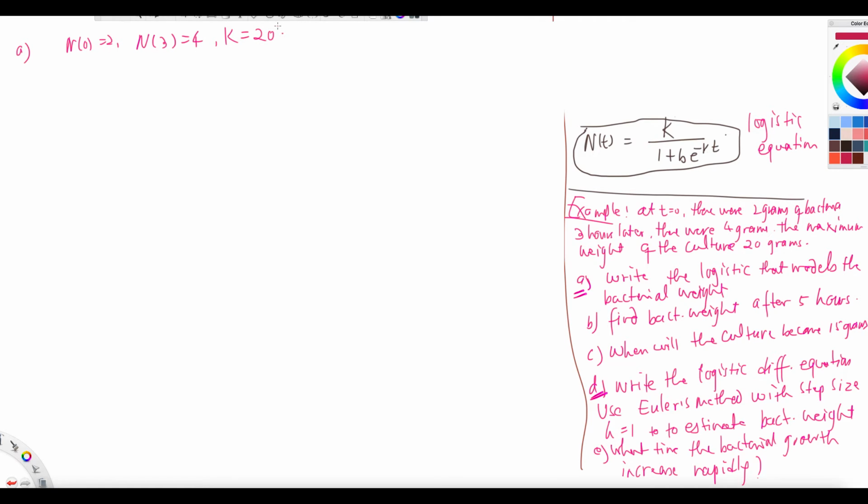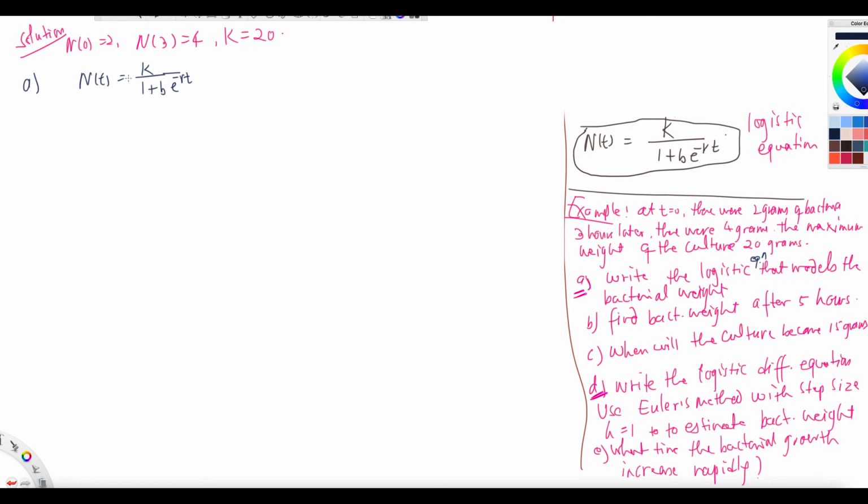Let us do number A now. Let me write the solution here. I listed the given things, and now I want to answer question number A. It says write the logistic equation that models the bacterial growth. So what is that formula? We have the formula N(t) equals K over 1 plus B e to the minus rt, right?